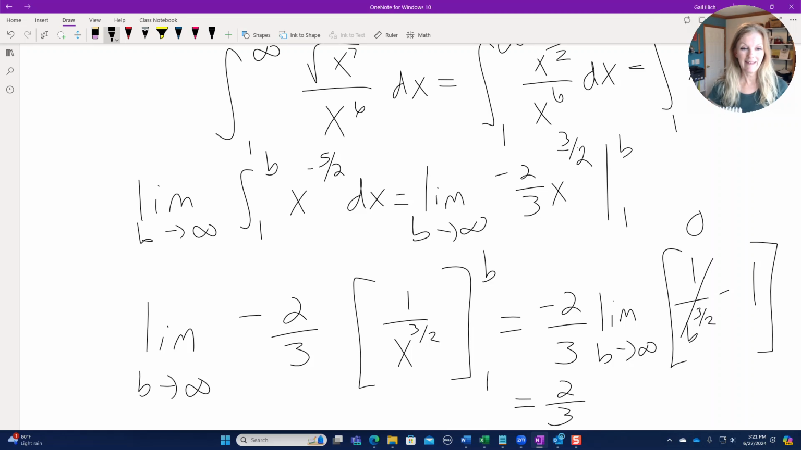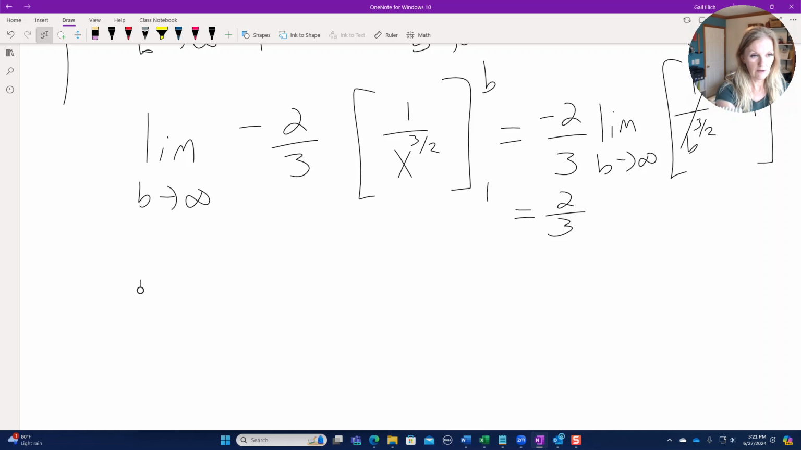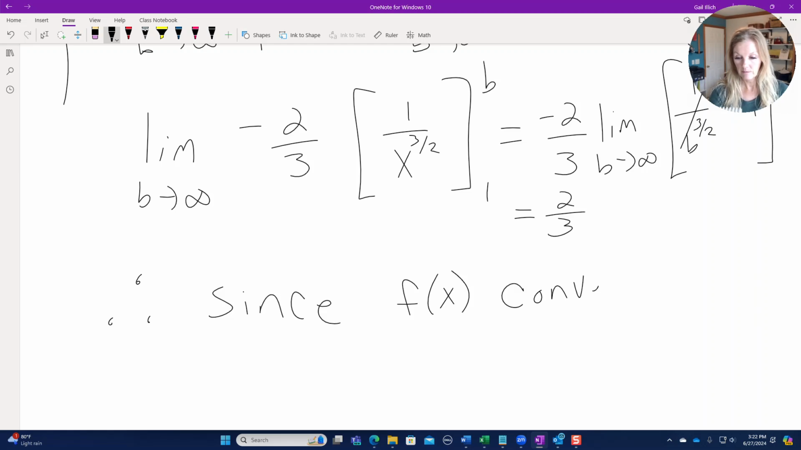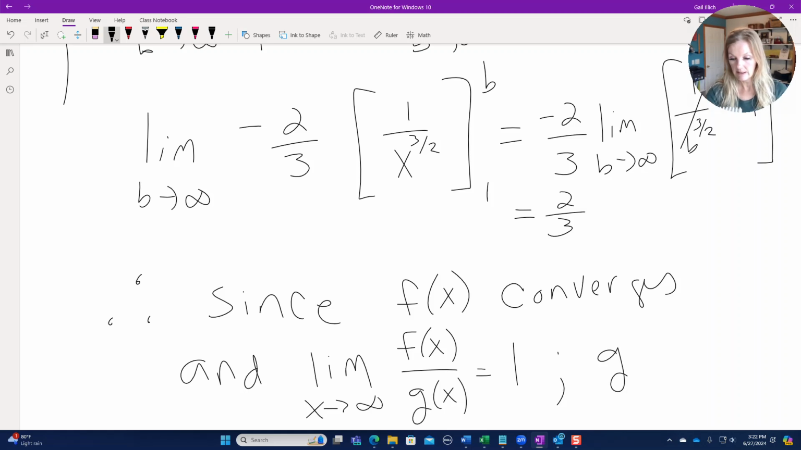Okay, so we have just shown that that integral converges, and because the quotient of f of x divided by g of x was a limit, because that limit exists, we know that they either both converge or both diverge. So in this case, we can say that they both converge. So you can just say, therefore, since that f of x converges, and the limit as x goes to infinity of f of x over g of x was equal to 1, we can say that g of x also converges.